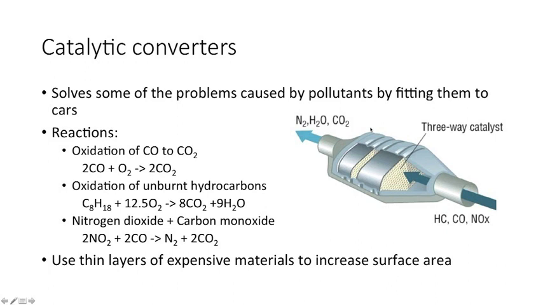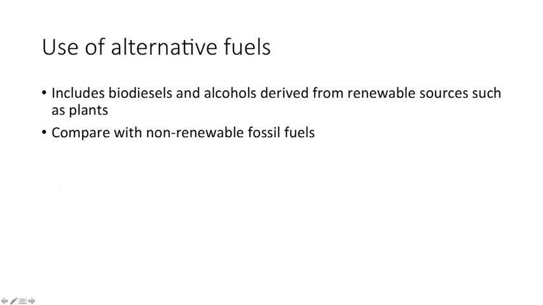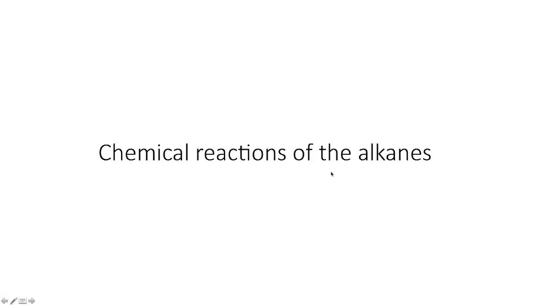It's really helpful to have these fitted to cars because it helps to remove some of the pollutants at least. They use thin layers of expensive materials to increase the surface area. These are often expensive ones, like platinum, I think, is used. We can also use alternative fuels, so that's biodiesels and alcohols from renewable sources. And you need to be able to compare these to the non-renewable fossil fuels that we talked about.